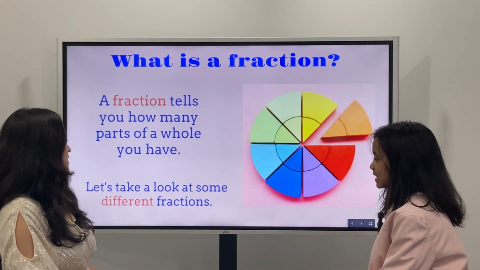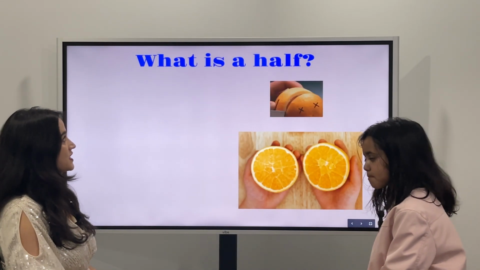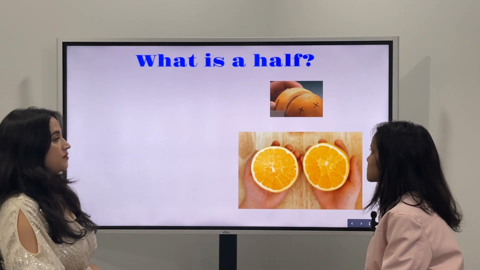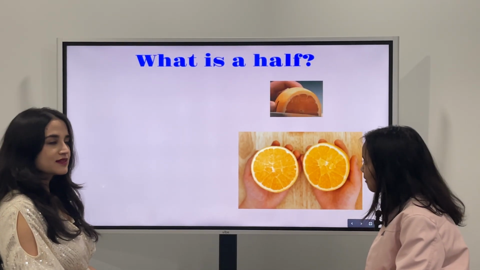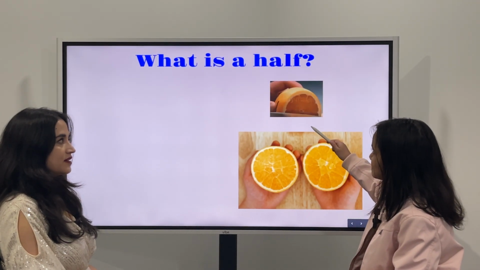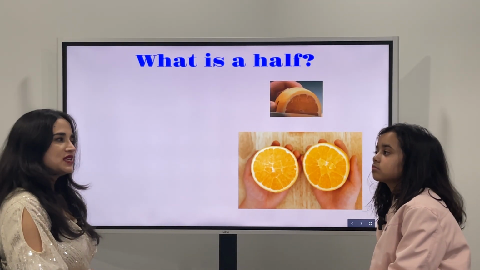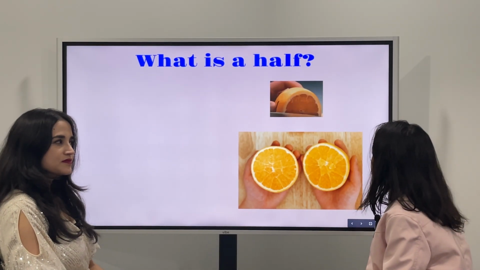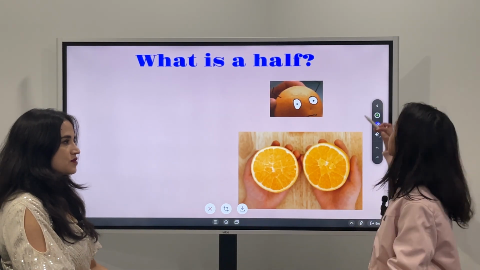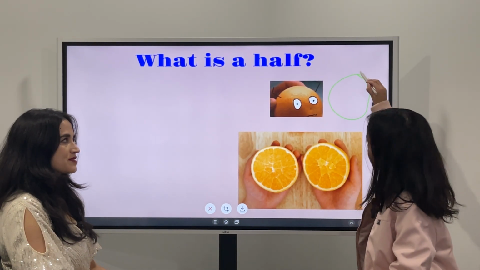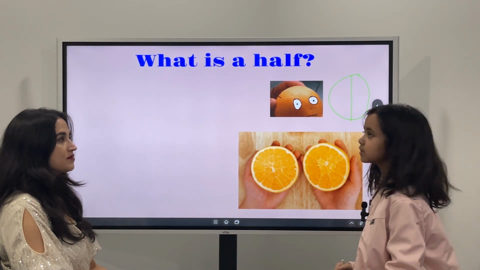Okay. So let's take a look at some different fractions. Let's see. What is a half? Half is also a fraction. How is that? Half is actually like that. So 50-50. Let me draw it. I know how to draw it. So pretend you have a whole orange. So a circle. Then I cut it in half.